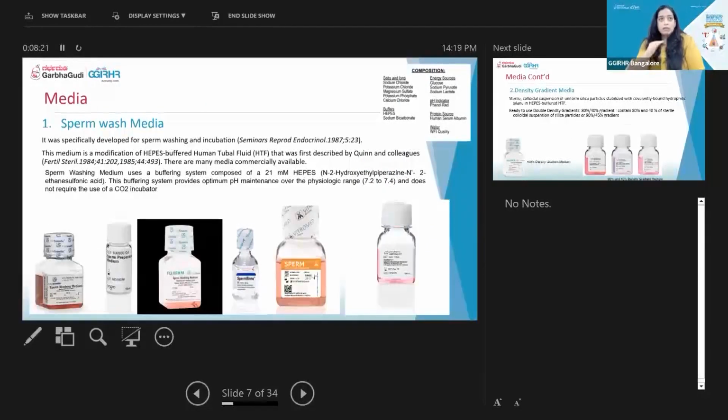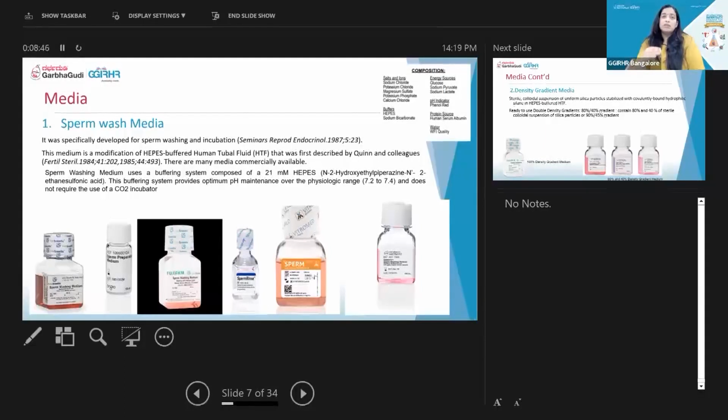Now, talking about the media that you use, generally there are two types: a sperm wash media for the washing of the sperm, and the other one is the density gradient. I'll talk about sperm wash media first. It was specifically developed for the washing of the sperm and for the incubation.